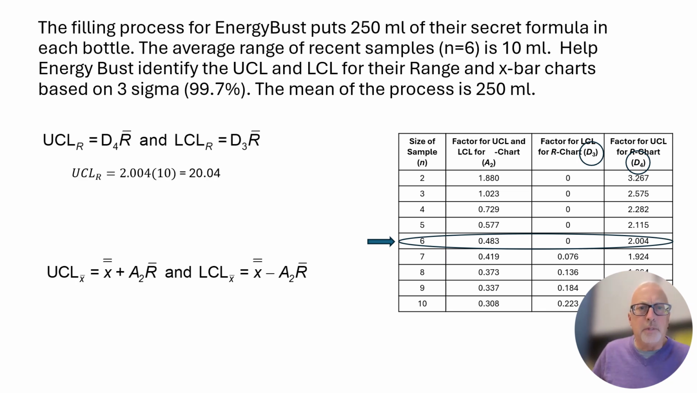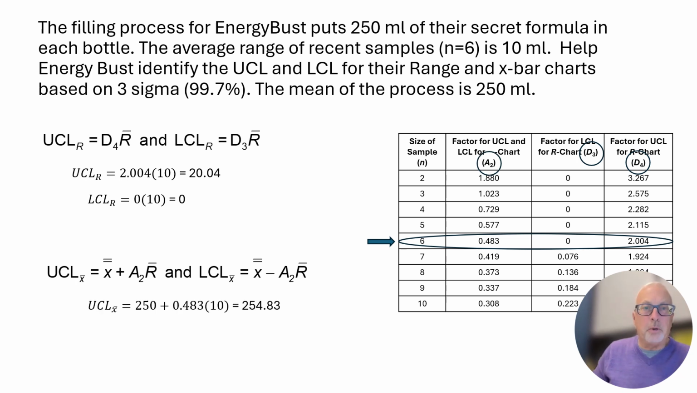And I get my upper control limit for R is 2.004 times 10, so do the math on a calculator really quick. So my upper control limit is going to be 20.04. My lower control limit, if I go over here to the table, the value is 0. So it's going to be 0 times 10, which still comes out to 0 in anybody's math. So I have my upper and lower control limits for my R chart. Now it's not an R bar chart, it's just saying we use the average range, and that was from right up here, 10 milliliters. Let's quick go down and take a look at our UCL for the X bar chart.